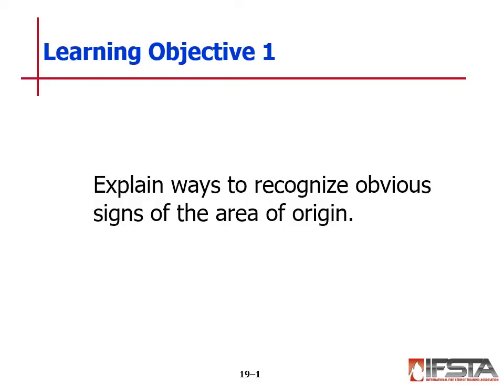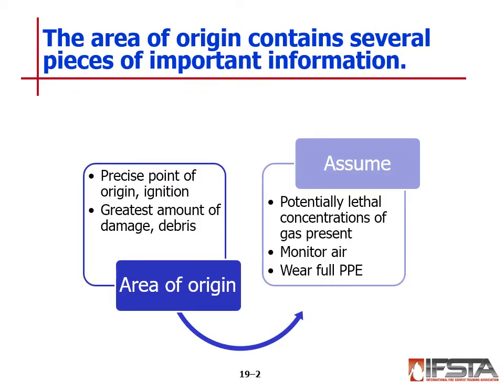So learning objective 1, explain ways to recognize obvious signs of the area of origin. Two things that we need to understand about how fires start, and we've covered a lot of this in fire behavior: we need a precise point of origin, a place where the fire started, and some kind of ignition source. Normally the area of origin has the greatest amount of damage and the greatest amount of debris. This is where most of the fire occurs.